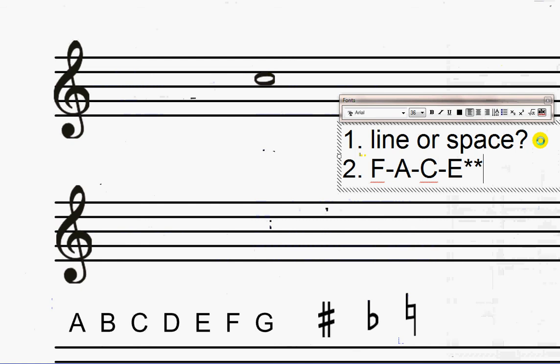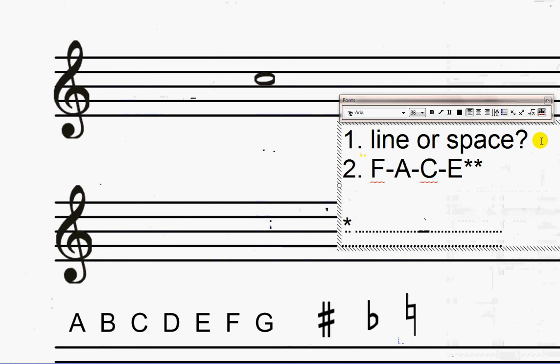Now it's important to do that from the bottom. Whoops, 2 asterisks. There we go. It's important to do that from the bottom because if you go FACE, you're going to get the wrong answer. So counting up from the bottom, FAC. So this note would be C.